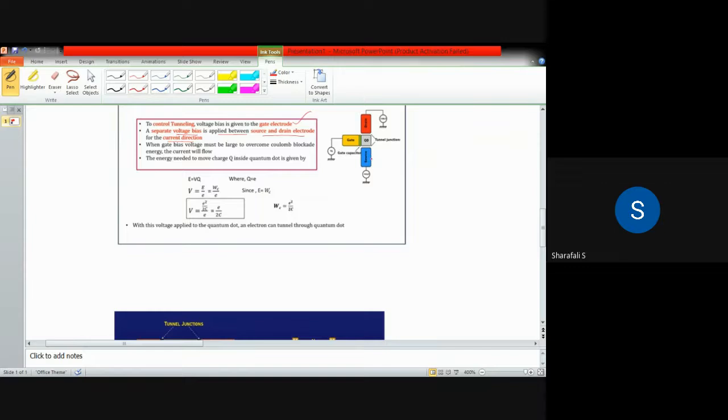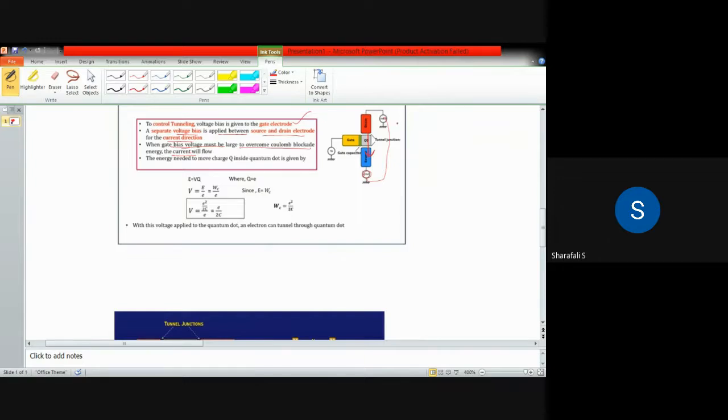So we also have some potential applied in between this source and drain, in such a way that the current will be flowing from drain to source in this direction. Some separate voltage bias is given between this drain and source. And the gate bias voltage must be large enough to overcome the Coulomb blockade energy; only then will the current flow.